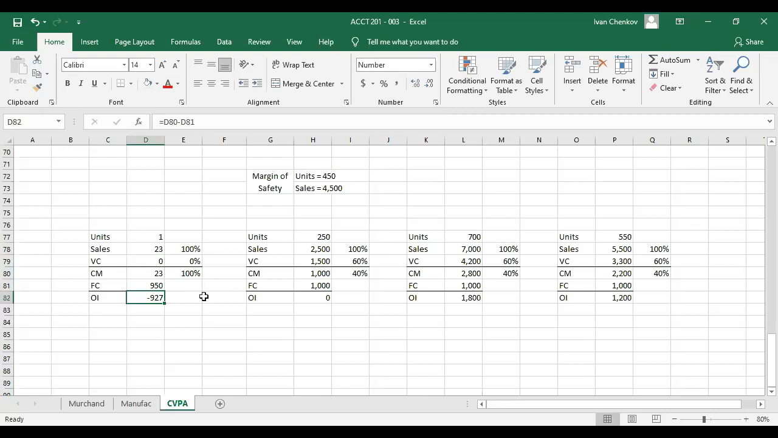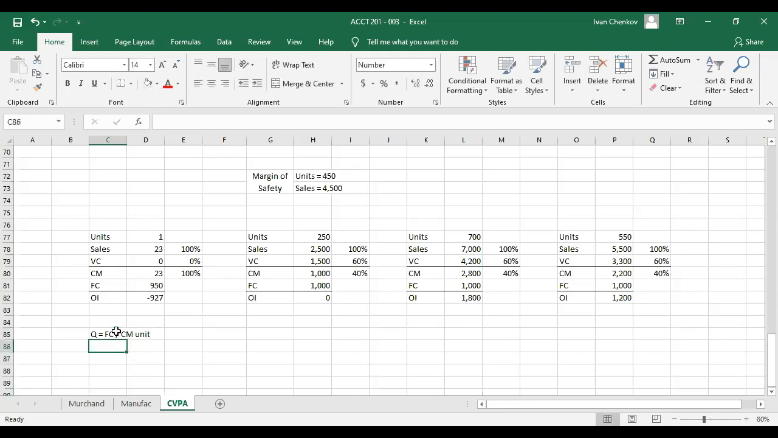So this is per unit. If you work 1 hour, you're going to make $23. But your rent is 950. So the question is, how many hours do you need to work to be at break even? How do we calculate it? Fixed cost divided by what? Contribution margin per unit.